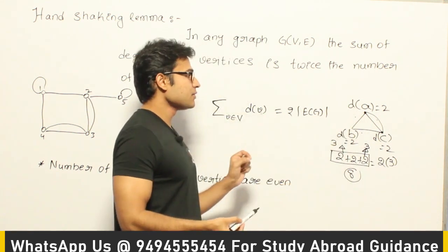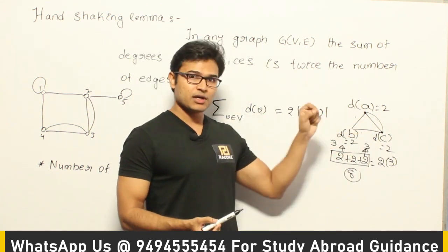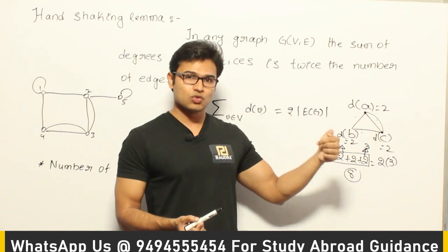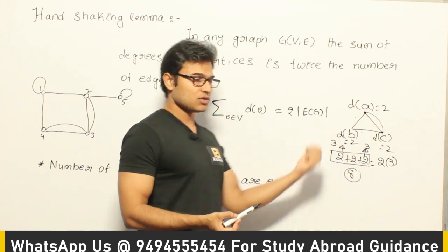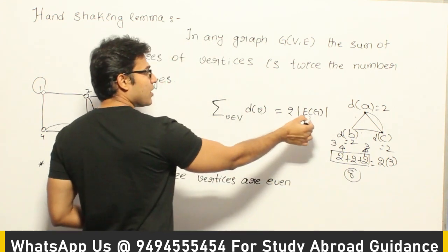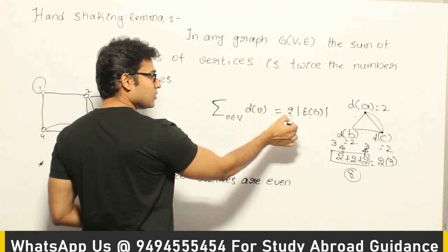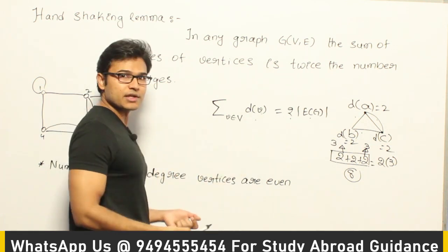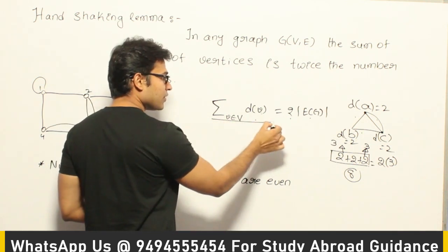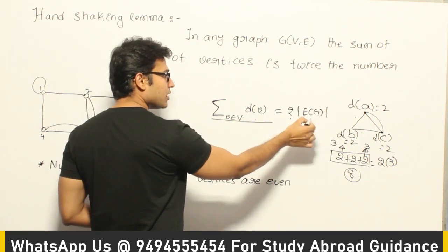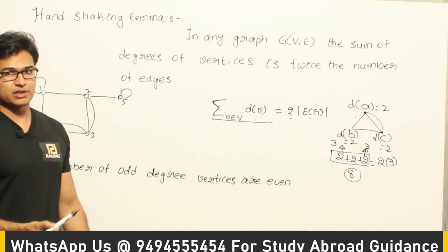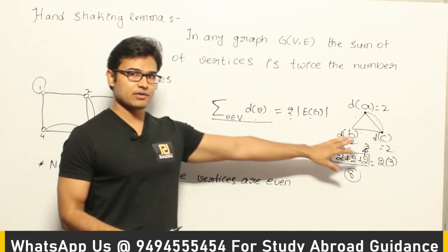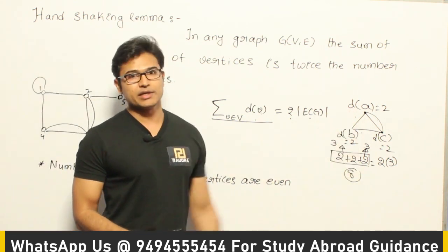So what does it mean? Every edge is contributing 2 to the total sum of degrees. That is how we are getting this. Every edge contributes 2 to the total sum of degrees, which is why the total sum of degrees of the vertices will be equal to 2 into the number of edges. Now you can apply this to any graph and check it. It need not be a simple graph. It will apply to multigraphs as well.